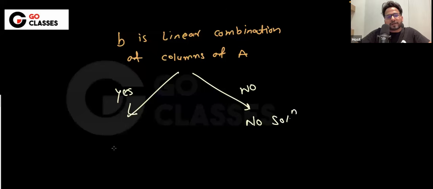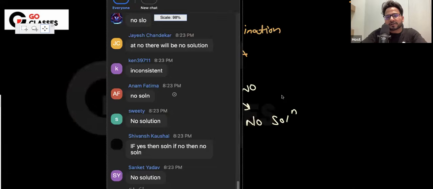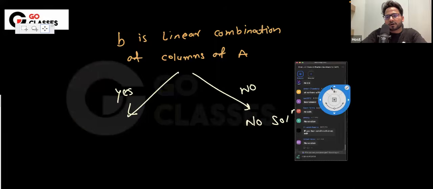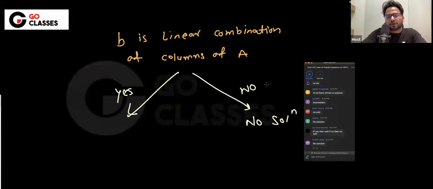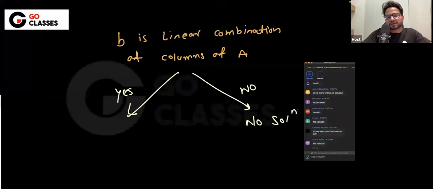Okay, great. There are many students commenting no solution. It's really good to see. I think almost everyone has commented no solution. So if no, then in that case there is no solution, right? Now you know, and you can hopefully make this flowchart. That's very easy. If there is a linear combination, then if they're linearly independent, then unique solution. If they're not linearly independent, then infinite solution. You know this, right?